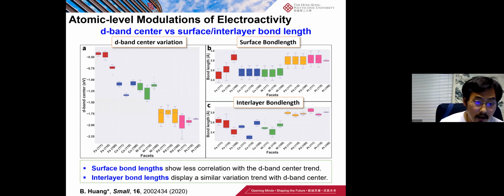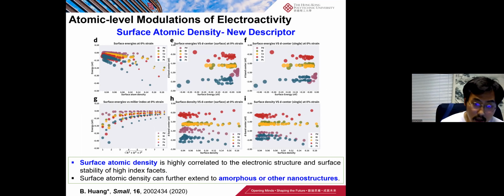For the geometry factors, the d-band centers show a strong correlation with the interlayer bond length. This represents that the detailed lattice structure relates to the electronic structure, which is a potential consideration for future discovery. Meanwhile, we have identified a new parameter, which we call the surface atomic density, to describe both the surface energy and electroactivity. This parameter can overcome the limitation of the element selection and the morphologies. This surface atomic density linearly correlates with the surface energy and electroactivity.